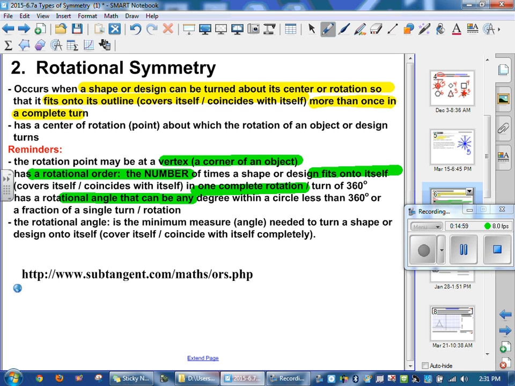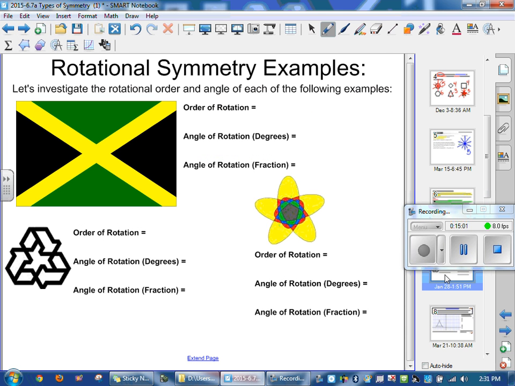So, let's take a look at the next examples. What would the rotational order of that be? What is the rotational order of that flag? Yep. 2? Are we in agreement? Is it 2? Yeah, you're right.